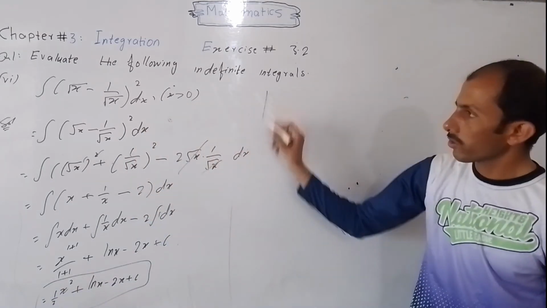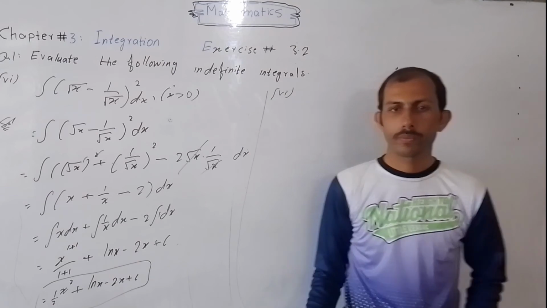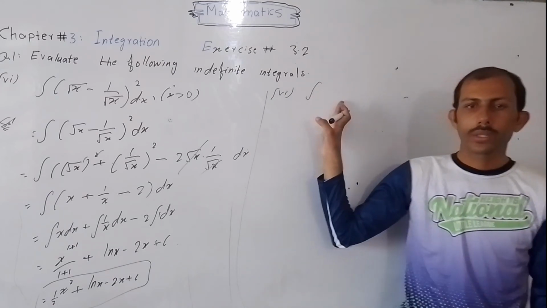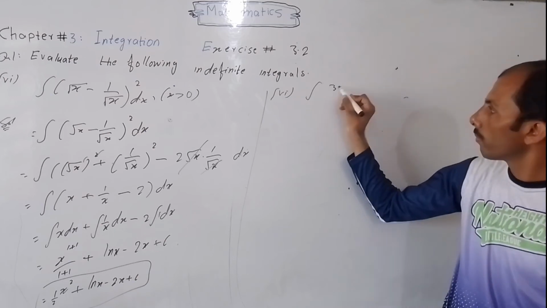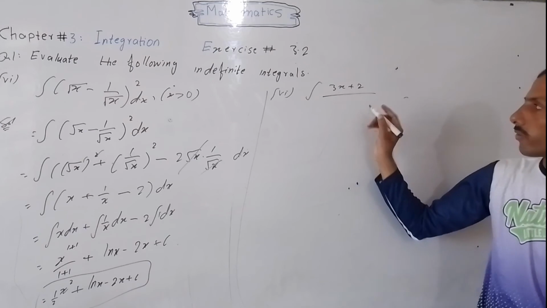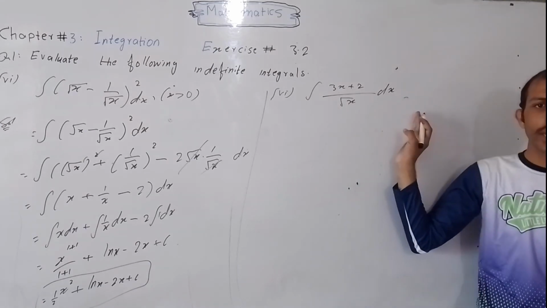Next, part number 7, that is the integral of (3x plus 2) divided by square root of x dx, where x is greater than 0.